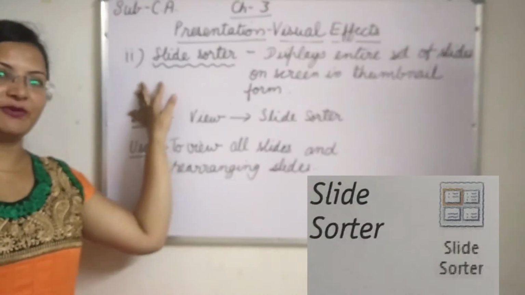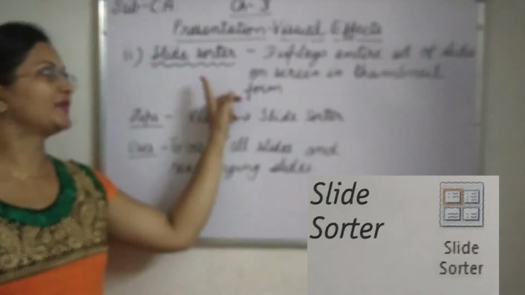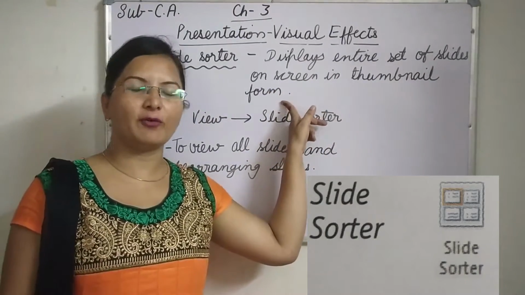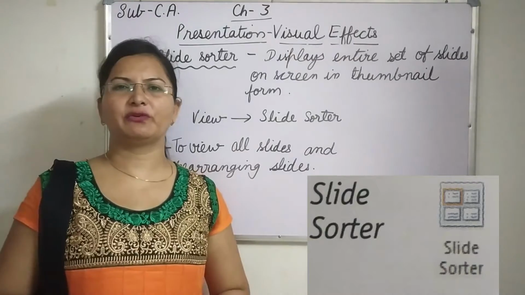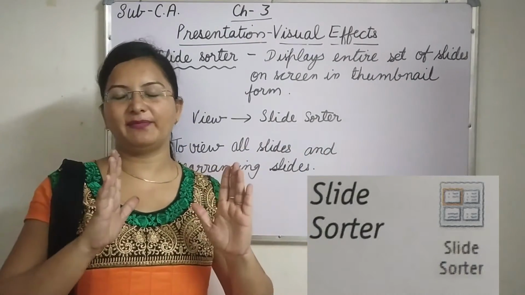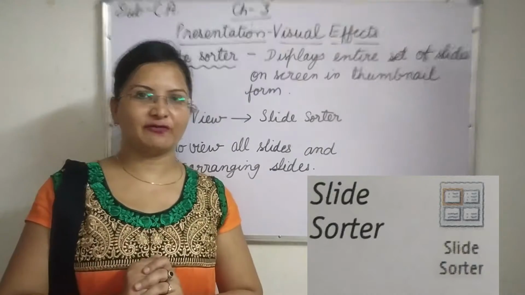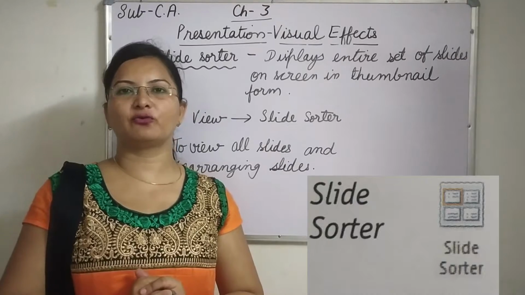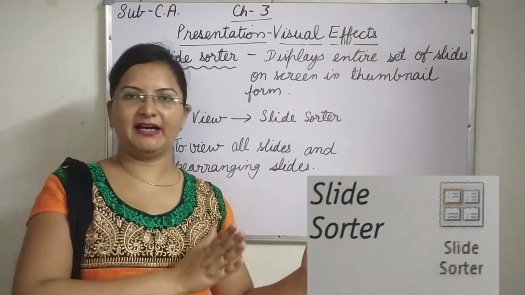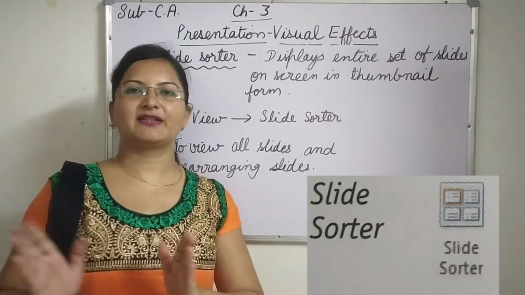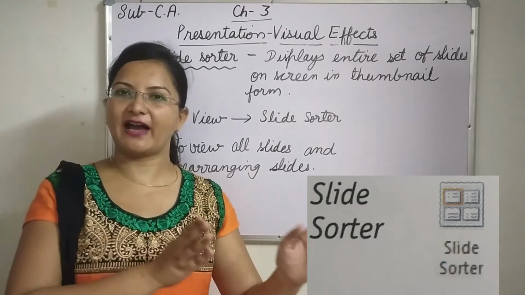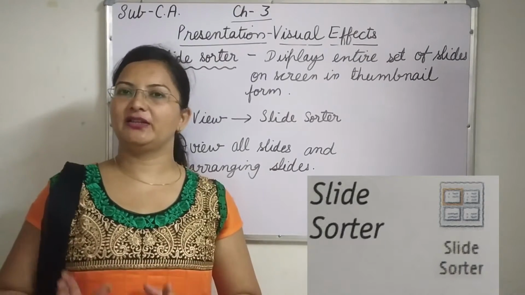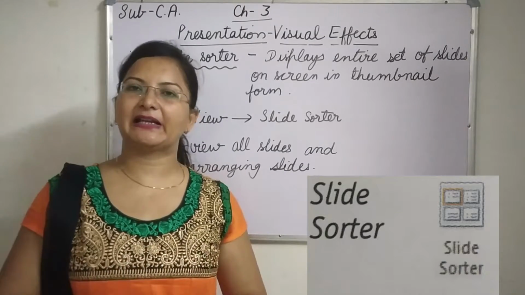The second type of view is slide sorter view. In this, it displays the entire set of slides on screen in thumbnail form. Here in this view, you will be able to see all the slides at one place, and you can simply have a glance at it, or otherwise you can rearrange those slides. Like if you have to put some slides in the last or in the center somewhere, then you can simply select those slides and drag them from one place to another, or you can use the cut paste option to move, or copy paste to copy, or you can simply click on delete to delete it.